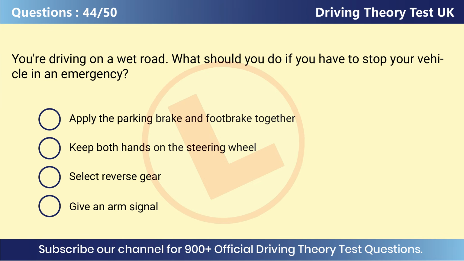Question 44. You're driving on a wet road. What should you do if you have to stop your vehicle in an emergency? A. Apply the parking brake and foot brake together. B. Keep both hands on the steering wheel. C. Select reverse gear. D. Give an arm signal.